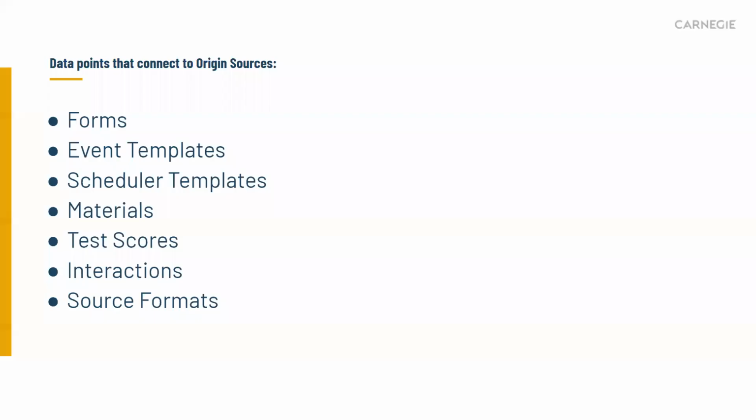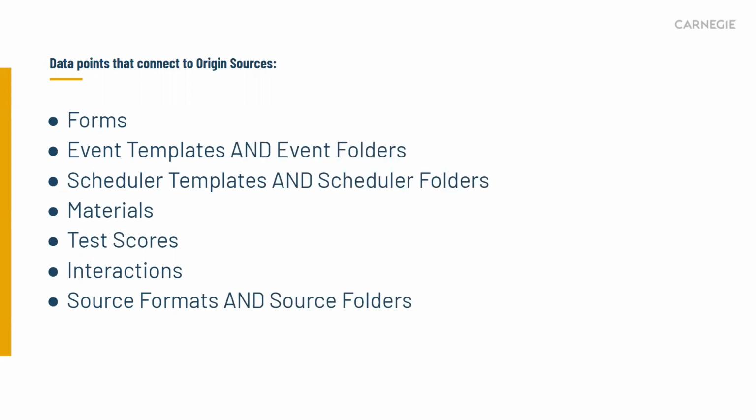So what are those? Data points that connect to origin sources include forms, things that students fill out, person-scoped forms, person-scoped event templates, and person-scoped scheduler templates. It also includes things that students send to you, like materials and test scores. It includes things that you add to a student record, like interactions, and it includes things that you import, like source formats.